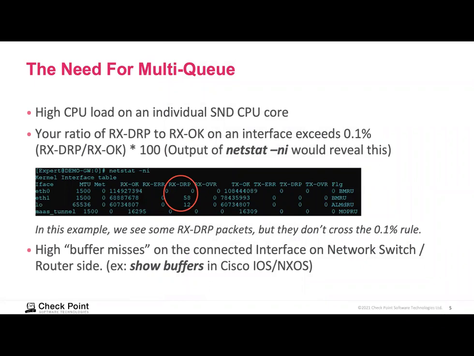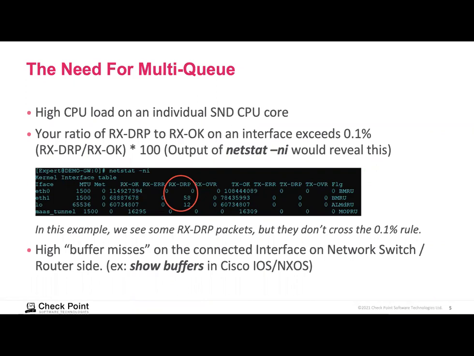The first topic that often comes up is multi-queue. Before we get into what multi-queue is, let's figure out where multi-queue fits into troubleshooting and improving performance. We may see instances on a gateway where there's very high CPU load on the SND CPU cores. It might be all of them, but more than likely it might only be one of them.